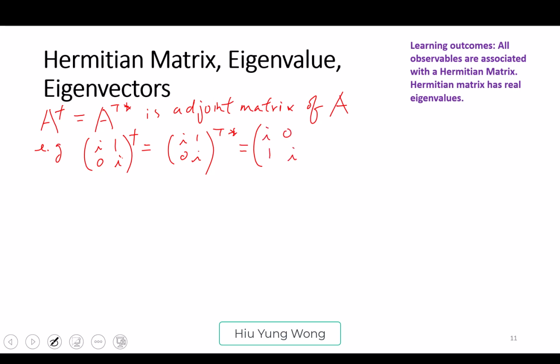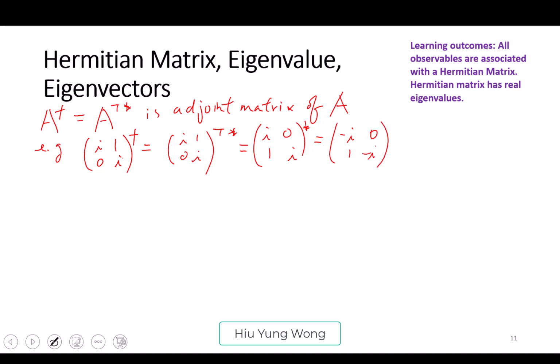But then I'm going to swap the ij elements. This element, first row, second column, becomes second row, first column. Second row, first column becomes first row, second column. So I'm doing this reflection. Do you see this? It's the same for other higher dimensions. But besides this transpose, we are going to take the complex conjugate also.